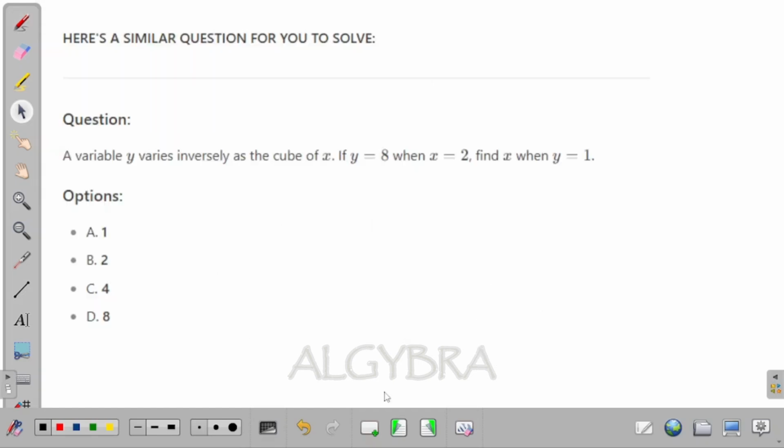Okay, so based on what we've learned in this video, here is a similar question for you to solve. It says a variable y varies inversely as the cube of x. If y is equal to 8 when x is equal to 2, find x when y is equal to 1. Option A is x is equal to 1, option B is x is 2, option C is x is 4, and option D is x is 8. So actually solve this question and provide your answers in the comments.